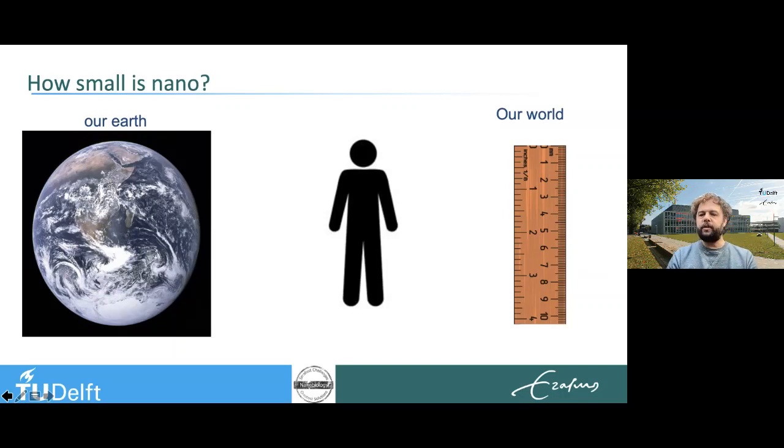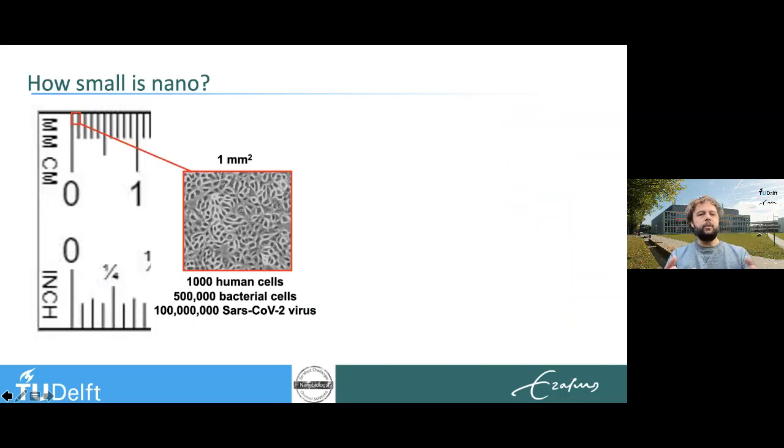Well, distances on Earth we measure in kilometers. Then we have living organisms on Earth, for example, ourselves. We measure that in meters or centimeters and millimeters. But then we actually have to go smaller. If we zoom in and look at 1 square millimeter, we can fit about 1,000 human cells, or about 500,000 bacterial cells, or 100 million SARS-CoV-2 virus particles.